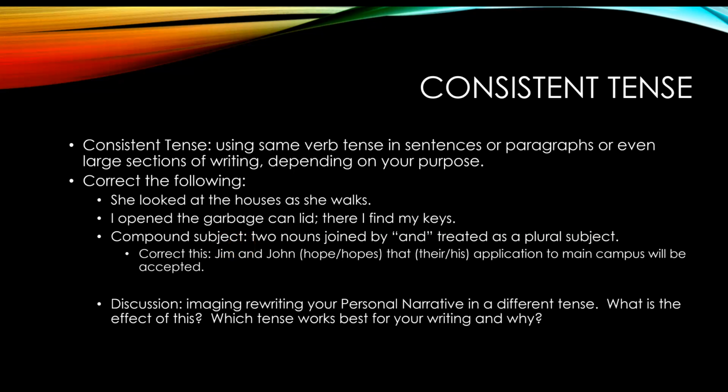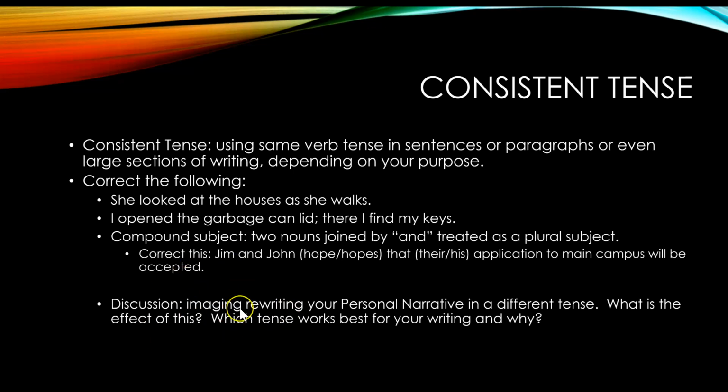I wanted to point out, you should know this. This was stuff you learned, I'm sure, in elementary school. When you have a compound subject, two nouns joined by "and," you treat them as a plural subject. So Jim and John, because they're plural, they hope that their application to main campus will be accepted. This should be pretty easy to follow, but I only call this out because in Agreement Part 2, we look at a similar but slightly different situation where we don't follow the same set of rules. So I just wanted to refresh that.